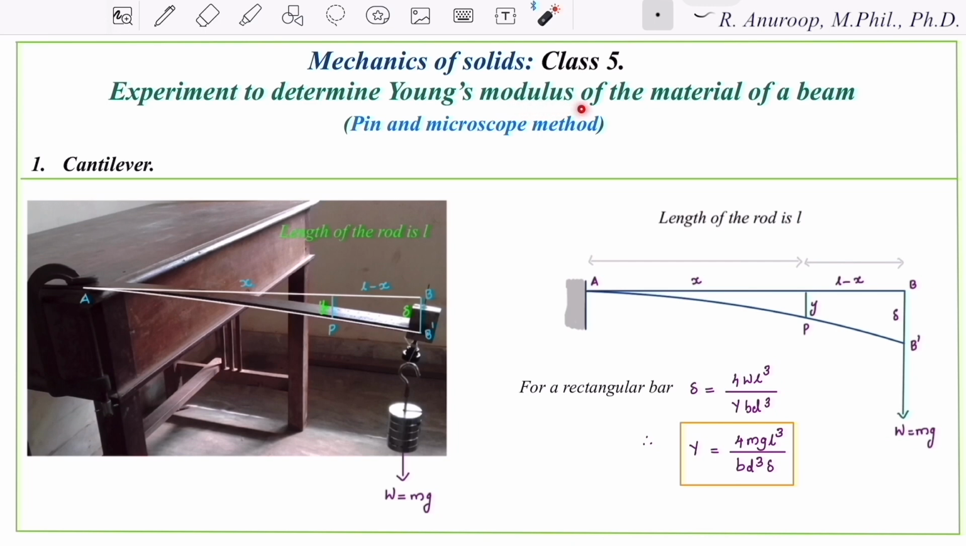First, let us study cantilever. How to determine Young's modulus of the material of a beam using cantilever. Before going to the experimental part, let us revise cantilever. What is a cantilever? A thin uniform rod clamped horizontally at one end and loaded at the other is called a cantilever.